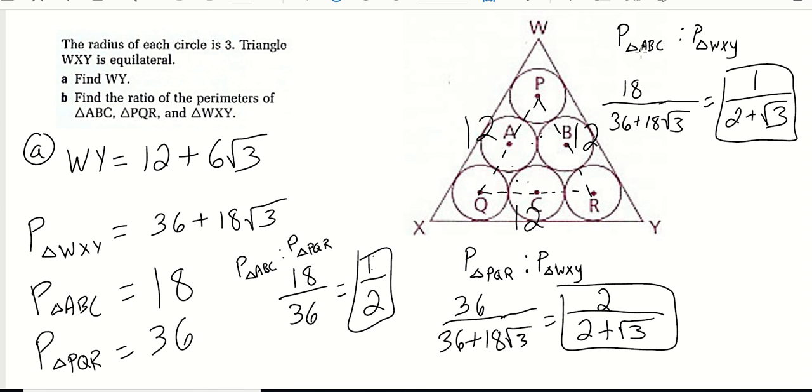So the perimeter of triangle ABC is 18. To the perimeter of triangle WXY, this is 36 plus 18 root 3. Again, we are adding in the denominator, so if we divide by some number, each of these terms has to be divided by that number. We can't pick and choose one and not the other. So we can divide 36, 18, and 18 all by 18. 18 divided by 18 is 1. 36 divided by 18 is 2. 18 divided by 18 is 1. So we get 1 root 3, or just root 3. So 1 to 2 plus root 3 is our ratio there.